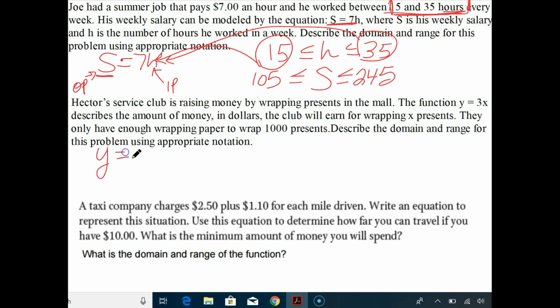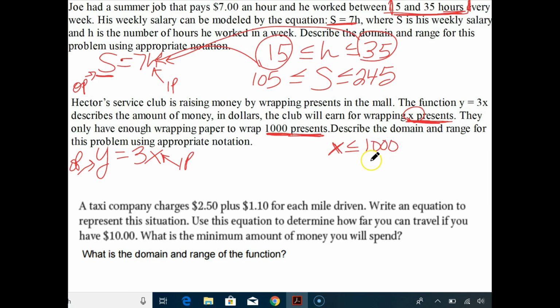So we have an equation, y is equal to 3x. This is my output. This is my input. All right. So when we look at the problem, let's break it down. The y equals 3x describes the amount of money in dollars the club will earn by wrapping x presents. So x represents the presents. y represents the dollars. And they only have enough paper to wrap 1,000 presents. Hold up. That's my domain. So my domain is restricted to being less than or equal to 1,000.